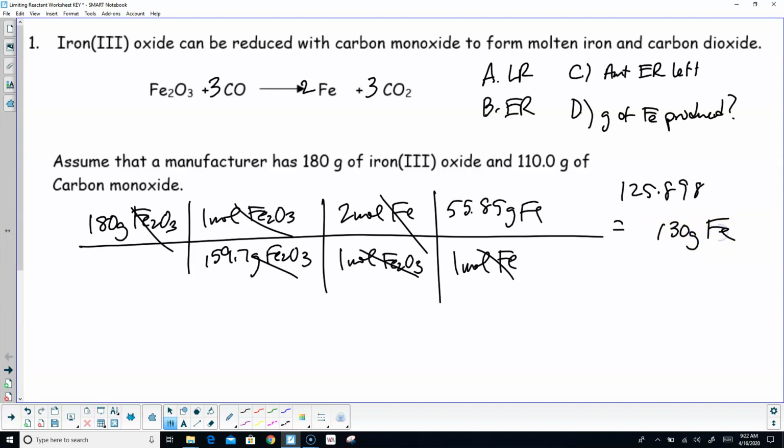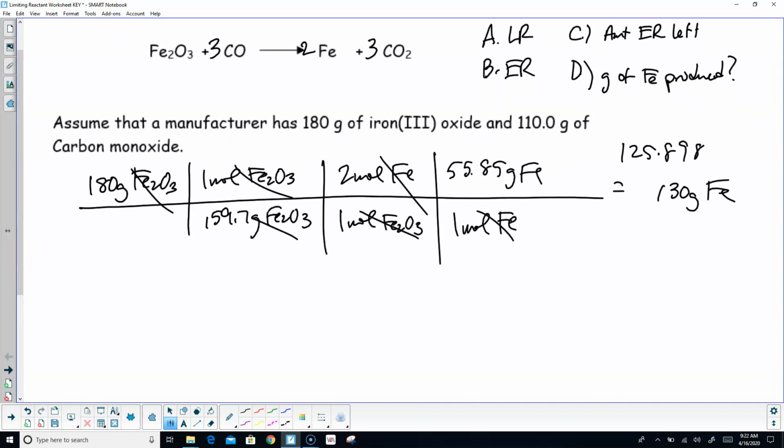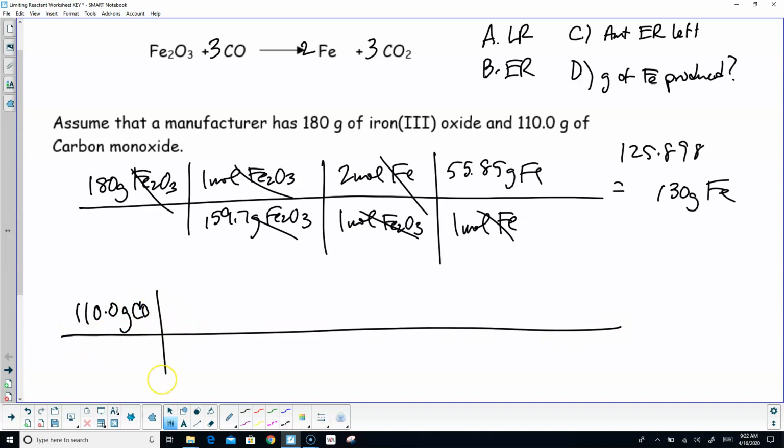Is that my answer? Well, I don't know. It might be, but we can't tell yet. We have to do the other portion. Okay, 110 grams of carbon monoxide. Notice this one has a few more sig figs, but that's okay. That happens sometimes. We're going to do the same conversion, converting it to iron. So I'm going to start out with what I know. I need to know the molar mass because I need to get my mole ratio. So 1 mole of carbon monoxide weighs 28.01 grams.